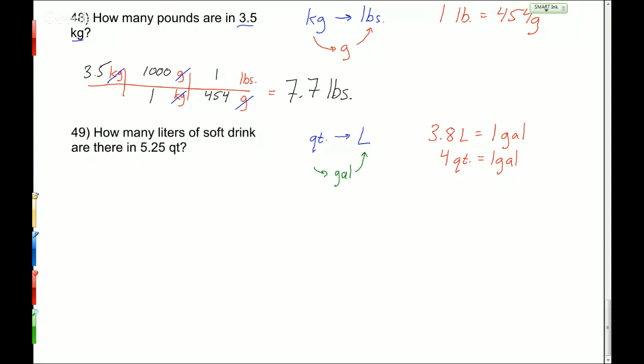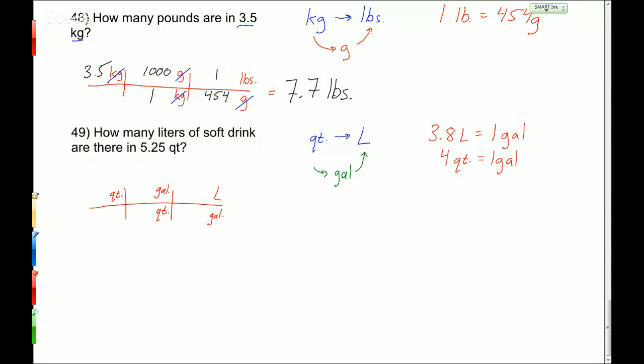Did anybody do it differently? I'm going to show you both ways that you can do this. One, we set it up exactly as before. We just use gallons as an intermediate. So we've got 3 units to switch here. Start with quarts. Cancel quarts and get gallons. Cancel gallons and get liters. So that's one way to do it.